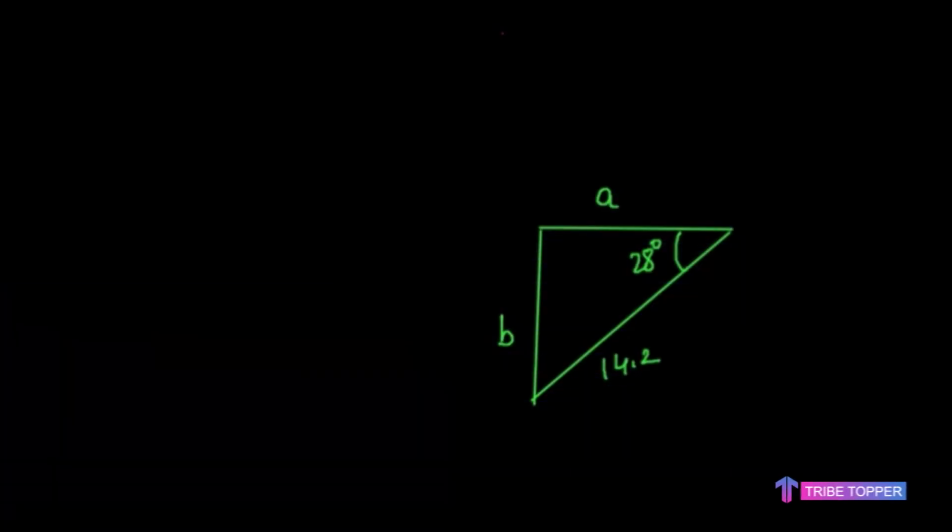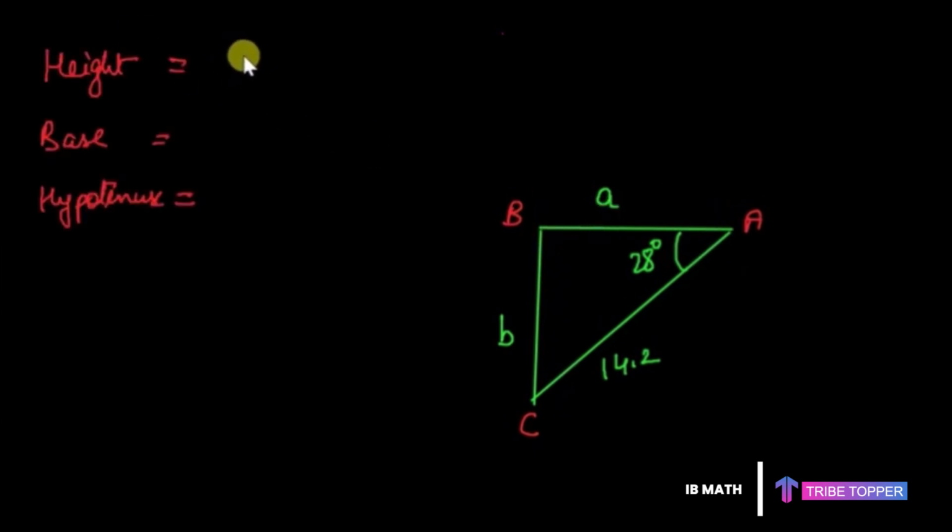So, we are going to solve for A and B for a right angle triangle when A and B are unknown, 14.2 is given to us, and this angle is marked 28 degrees. First thing that you have to do is mark the points A, B, C and figure out which one is the hypotenuse, which is the base, and which is the height. So height is BC, the base is AB and the hypotenuse is AC.